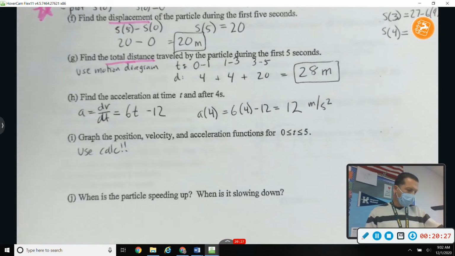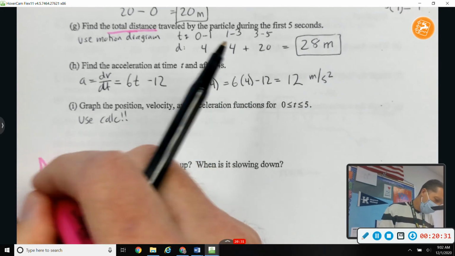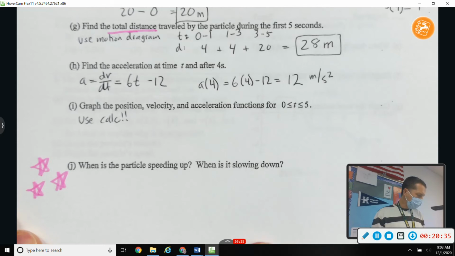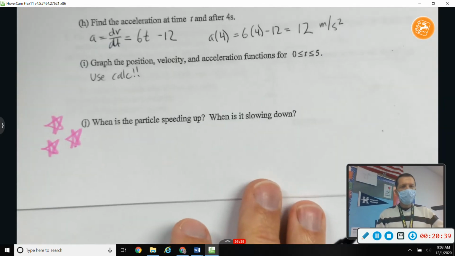When is the particle speeding up and slowing down? This is the other new thing that's kind of tricky. Speeding up and slowing down.